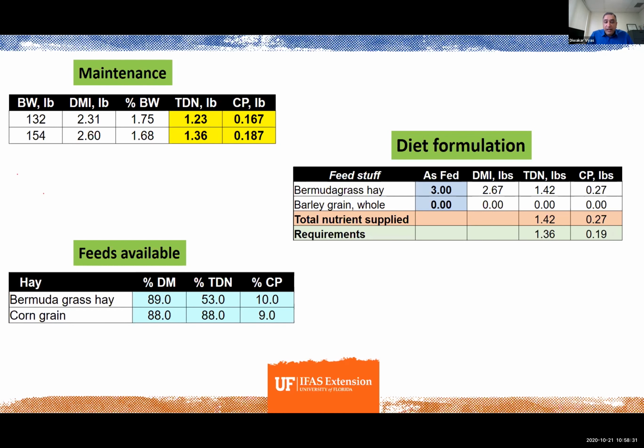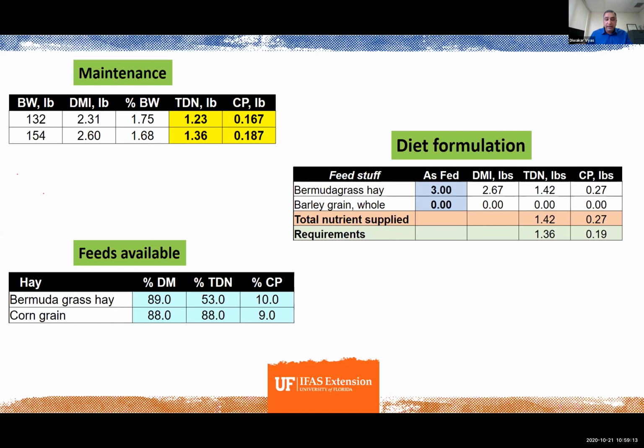So for the formulation of the diet, if I feed 3 pounds of Bermuda grass hay, I can provide 2.67 pounds of dry matter. We can see here that for 154 pounds of animals, the requirement is 2.6 pounds. I'm providing 2.67 pounds. The TDN coming from Bermuda grass hay is around 1.42, and crude protein is 0.27. We are not adding any, I'm sorry, this has to be corn grain. I'm not adding any grains here because I don't need to. The total nutrient supplied is here, and these are the requirements. So we are meeting requirement just with hay, nothing else.